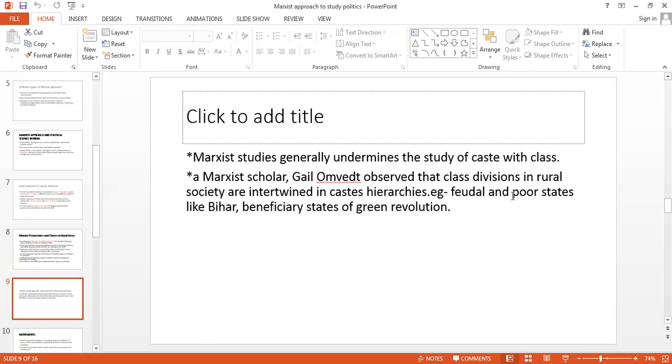That is, in feudal states like Bihar and beneficiary states of the Green Revolution, we can observe that some dominant class would be in very advanced positions in farming. For example, the Jats. They are prominent in landholdings and in the farming sector, and they are also influential in peasant organizations, like the Bharatiya Kisan Union, etc. So you need to understand that also in that way. Now, movements.